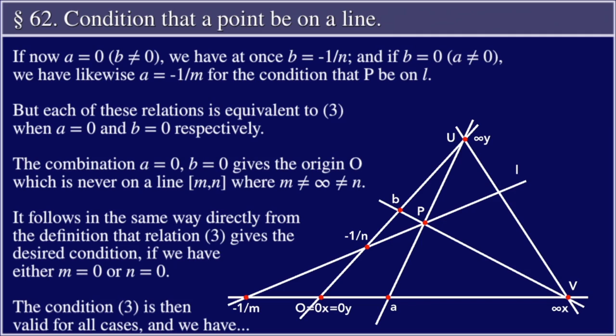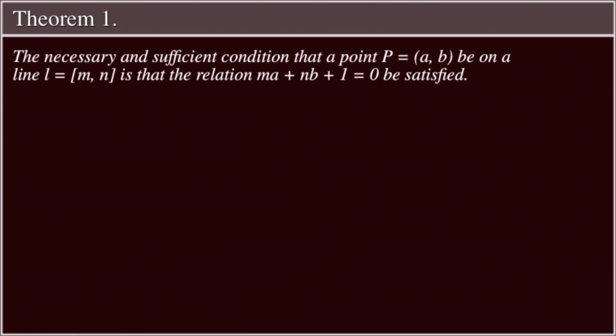It follows in the same way directly from the condition that relation 3 gives the desired condition if we have either m = 0 or n = 0. The condition 3 is then valid for all cases, and we have Theorem 1. The necessary and sufficient condition that a point P = AB be on a line L = MN is that the relation MA + NB + 1 = 0 be satisfied.